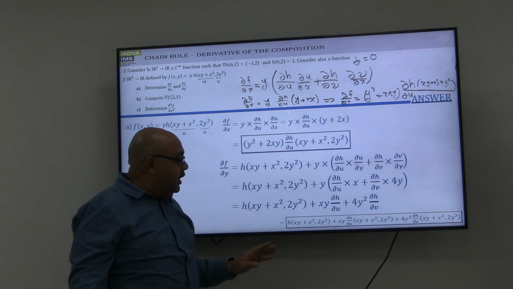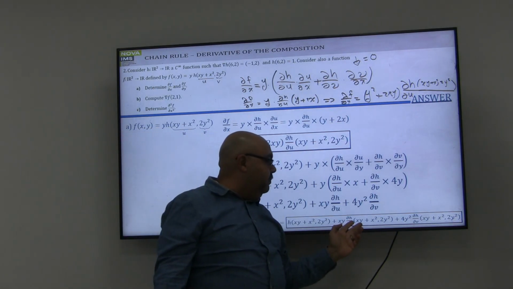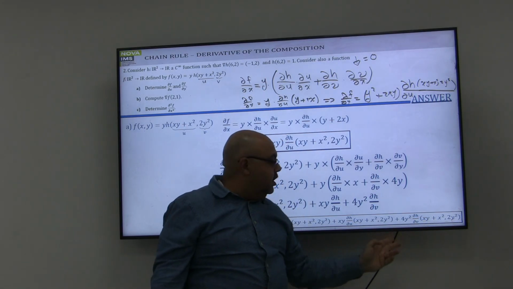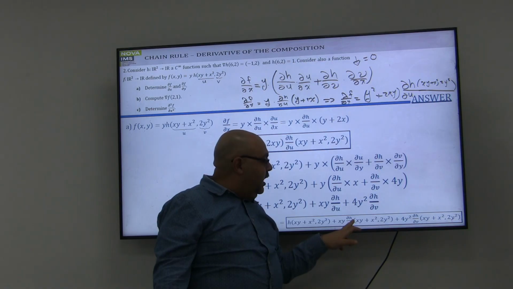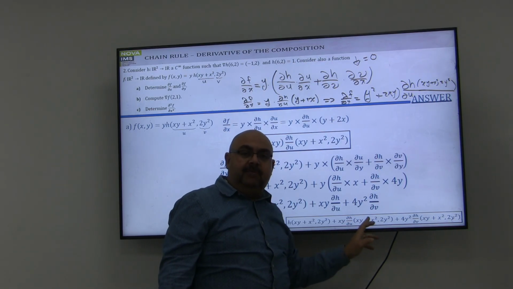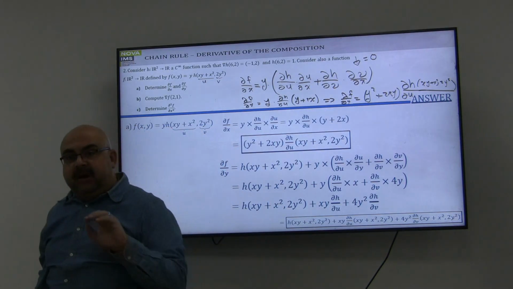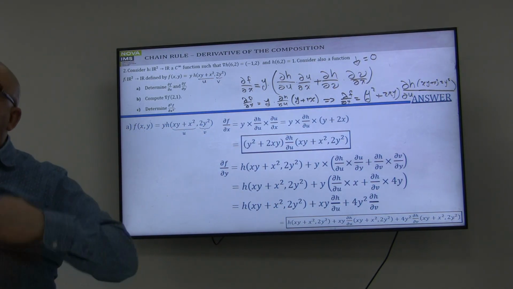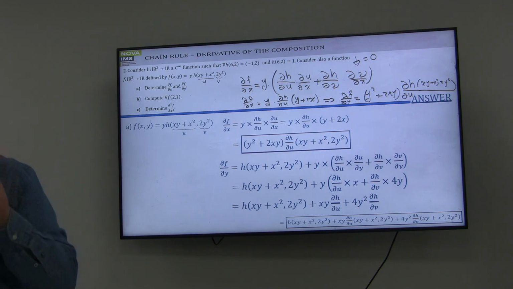Don't panic from having this long statement, but it's because I've written h is a function in x, y plus y squared, and so on. And I'm writing this not for this problem, or not for this part, but for the coming part, that he will start to ask you about the gradient vector.